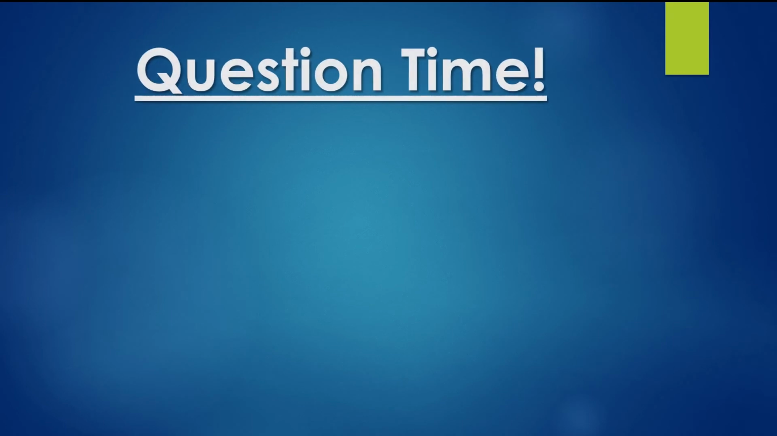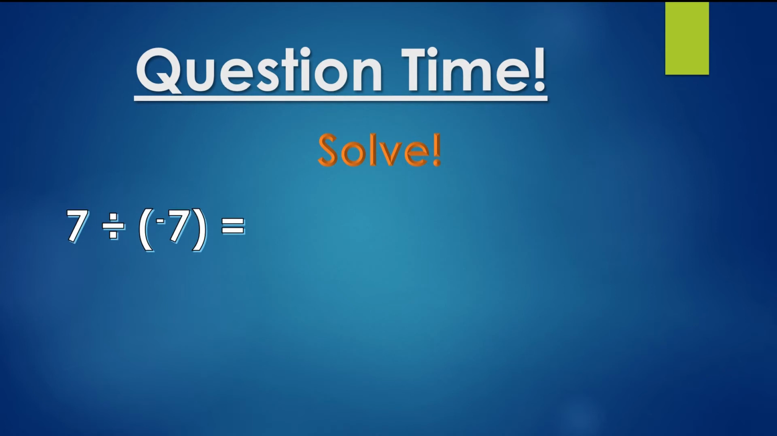And now it's question time! Today we're going to solve multiplication and division with integers. Let's get right to it. 7 divided by negative 7. Since we have two opposite signs, it's going to be a negative result. 7 divided by 7 is 1. So we make it a negative, which is negative 1.